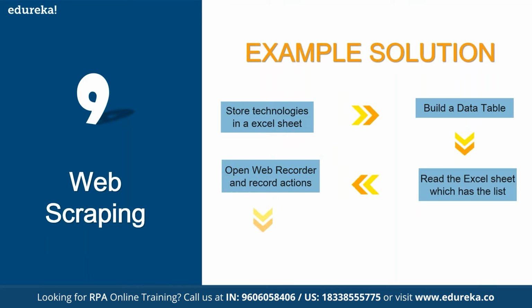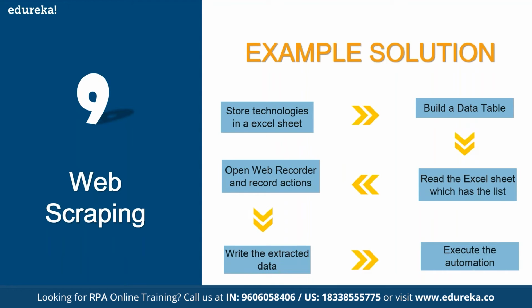Store the technologies that you want to extract the data for in an Excel sheet. List all the technologies in an Excel sheet. Build a data table. This is again a technical term that you have in RPA tools. You have to build a data table, then read all the Excel sheet data. So the technologies stored in the Excel will be stored in this data table.